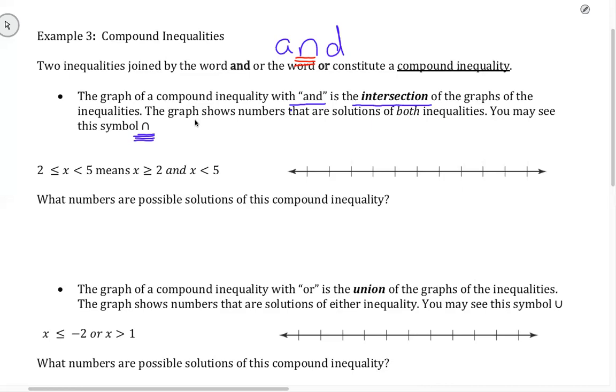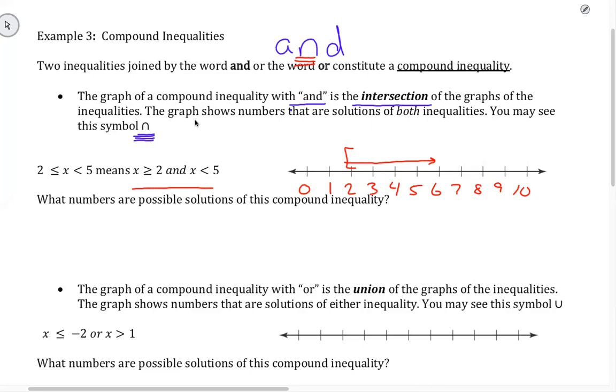So 2 is less than or equal to x, which is less than 5, means you have two inequalities: x is greater than or equal to 2, and x is less than 5. So when I graph them, 0, 1, 2, 3, 4, 5, 6, 7, 8, 9, 10. To me, this is confusing, but that's what it actually means. So x is greater than or equal to 2, so I have that symbol, and it's opening to the right because it's greater than, and I shade this one.